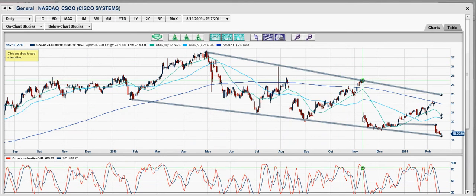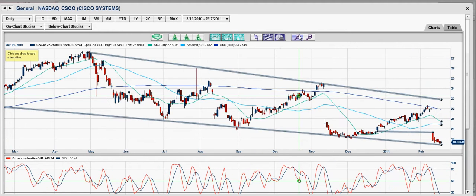I do want to point out the fact that every time it does get towards the bottom of this channel, sometimes it breaches it a little bit, but once it gets towards the bottom of it, chances are it trades up and at least trades into the moving averages, and sometimes it breaks above them to touch the upper area of the multi-year trend line. But your best bet is the 200-day moving average.